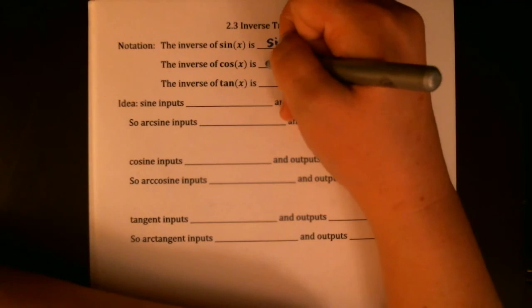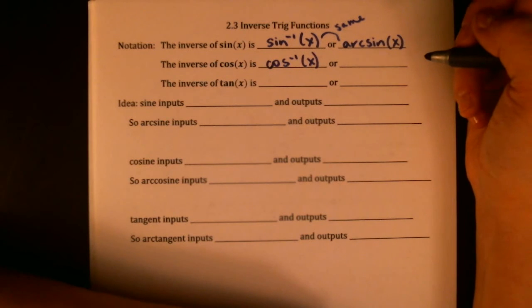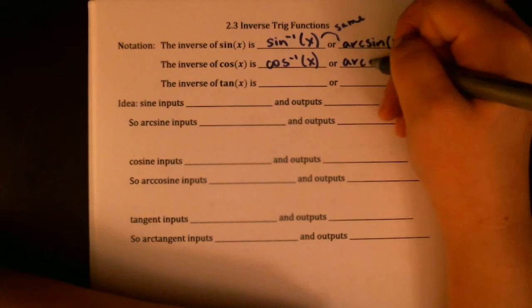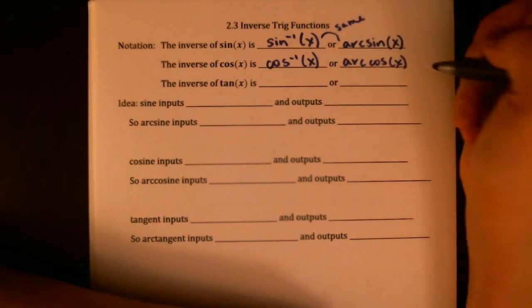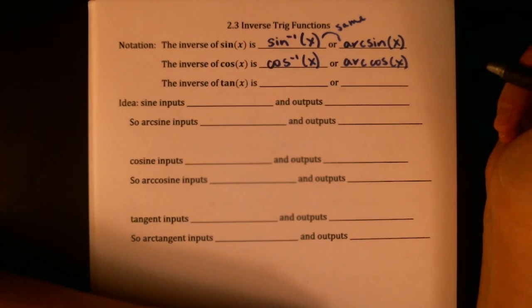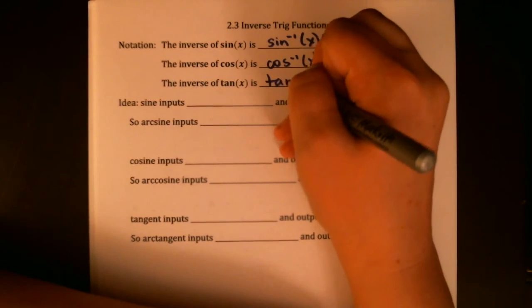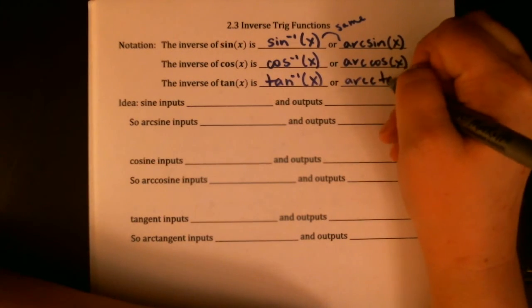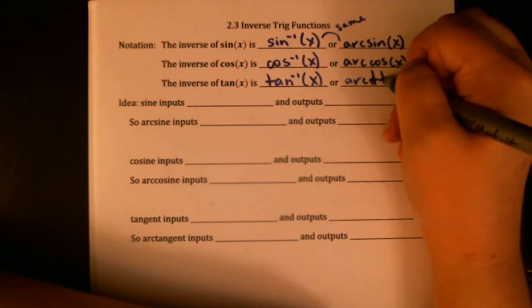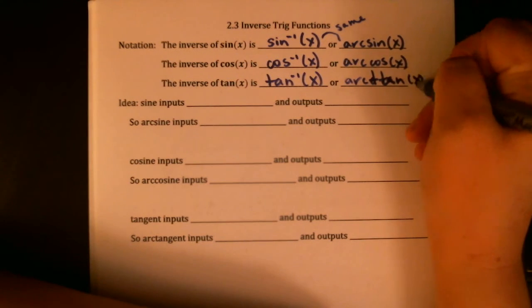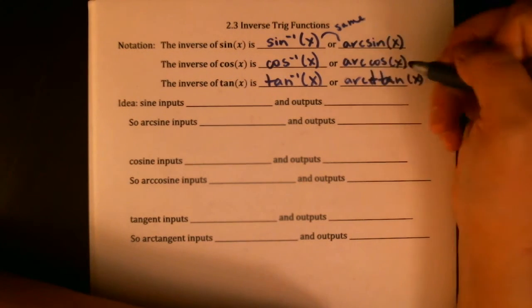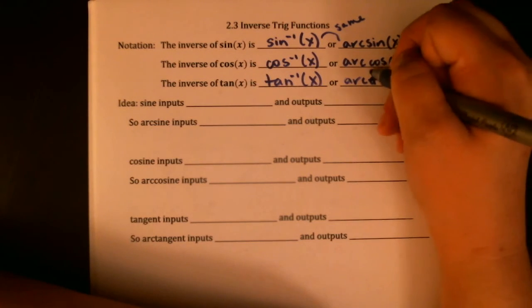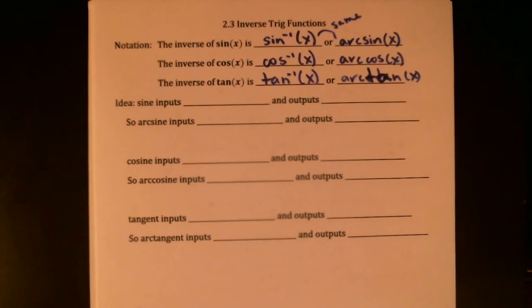Similarly, for cosine, the inverse of cosine can be written like that, or like that. And for tangent, we get the tangent with the -1 or the arctan. Arc, oh, got an extra letter in there. Okay, if that is not completely illegible, arctan. Okay, so this is the notation we'll use for these functions.